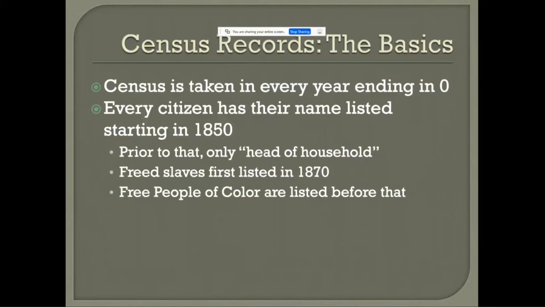And the most basic thing we use is census records. And for African Americans, this should, quotation marks, get you back to 1870, which is when, after Emancipation in 1865, the first census to include former slaves by name was taken. Census is taken in every year ending in 0, so every 10 years. It's in the Constitution. You've got to do it.